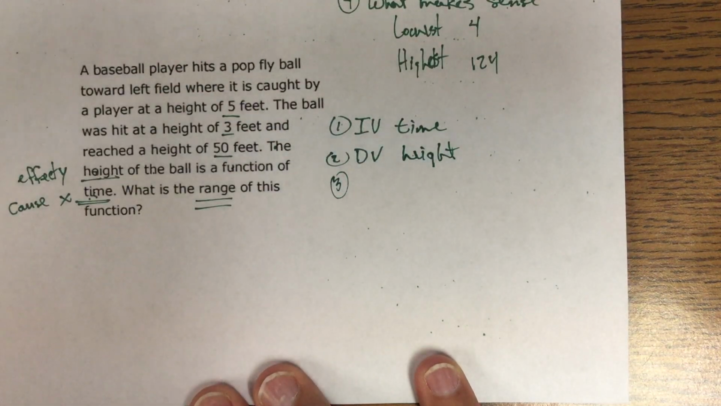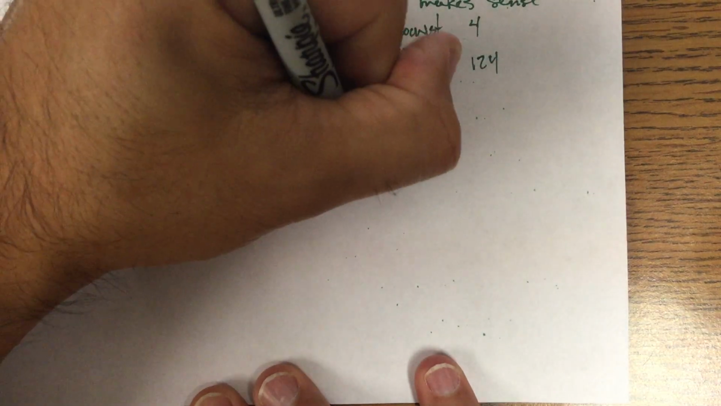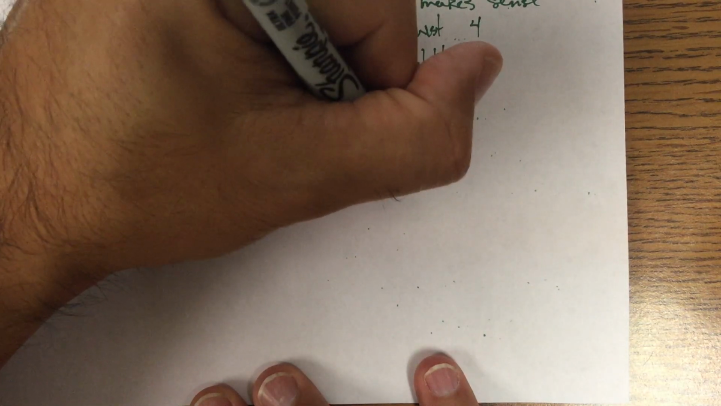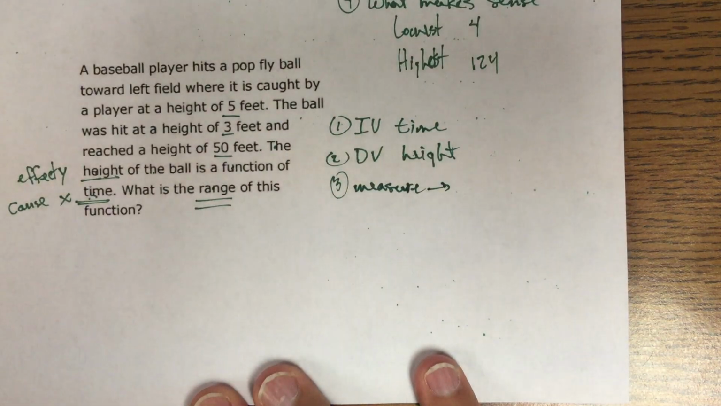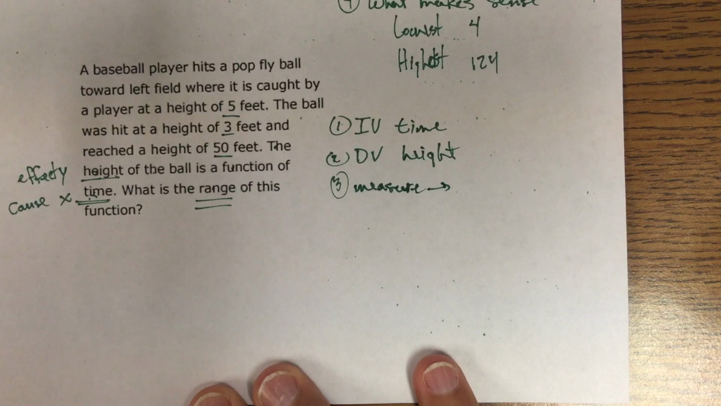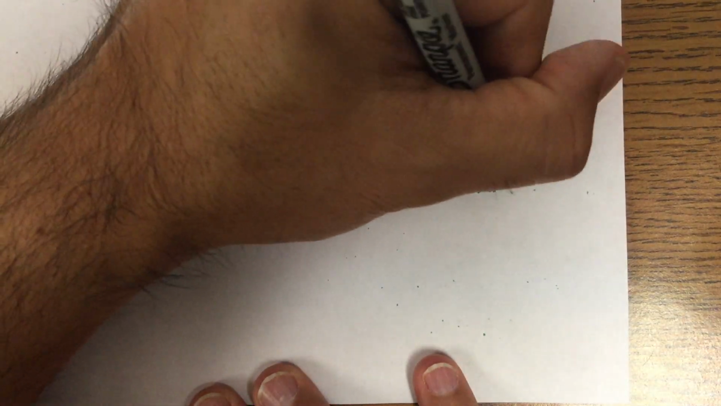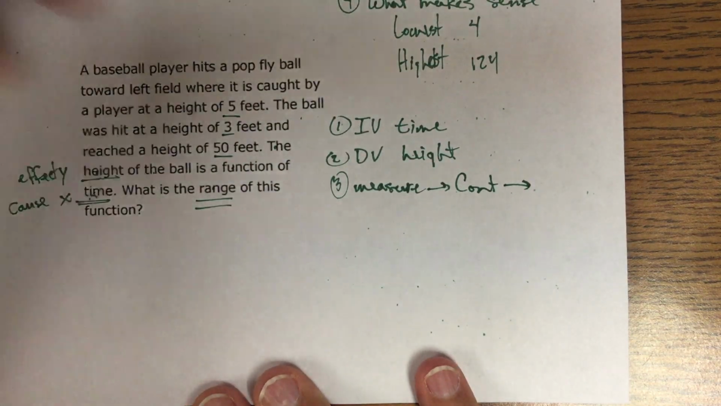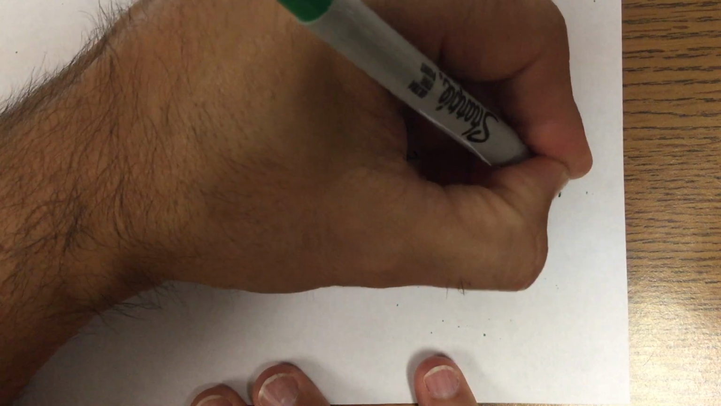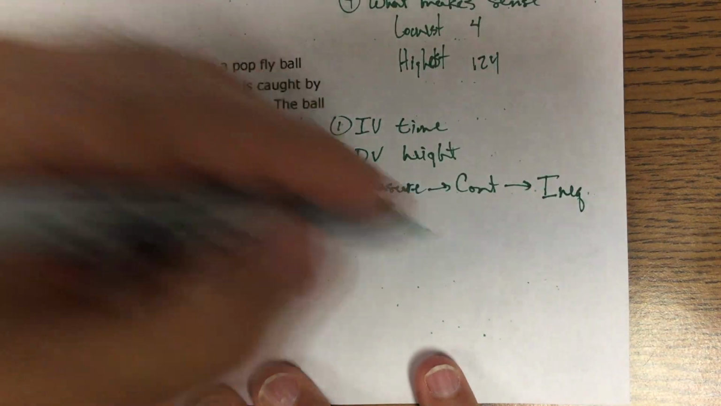Step 3, do we measure height? Because we're looking for the range. Do we measure height or do we count height? We measure height. Okay, that's good. Which means, what kind of notation? Is this going to be a continuous function or a discrete function? It's going to be continuous. A continuous function uses what kind of notation? It uses inequality notation. Good. Now we know how to write it.